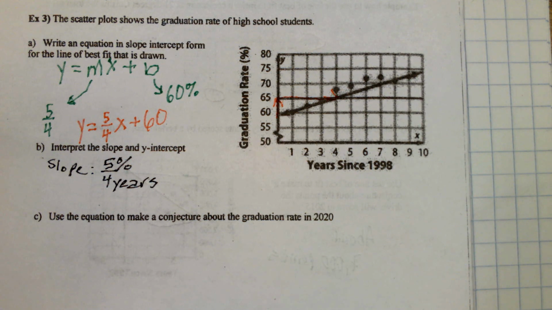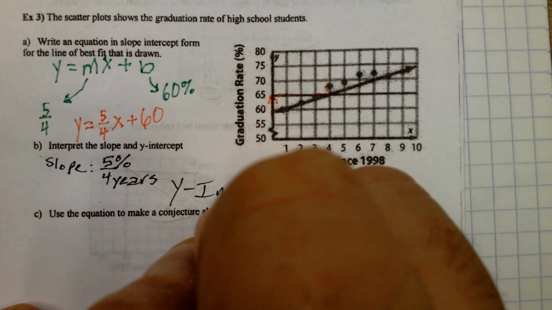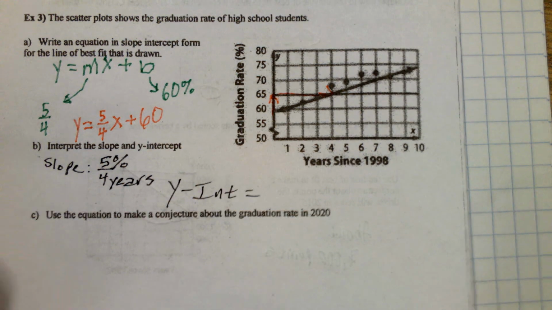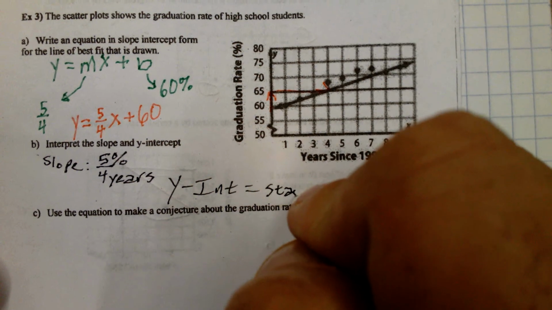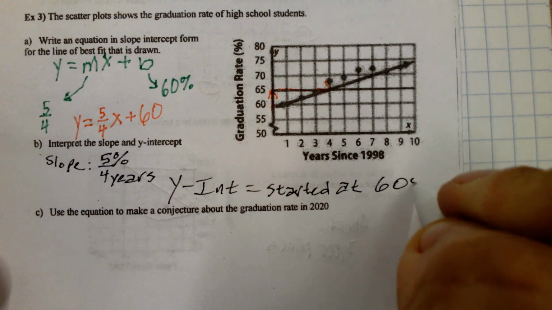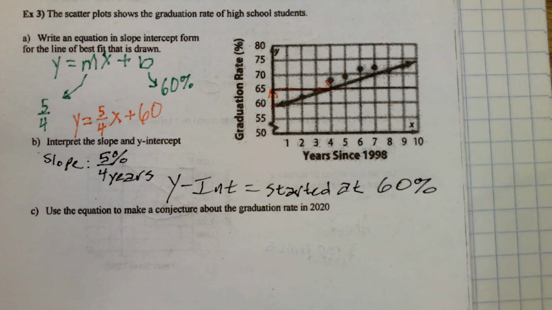Okay, y-intercept. Let's talk about the y-intercept. It's this number here, 60. Basically where we started. Started at 60%. So we can say we started at 60%, we're going up 5% every 4 years. Okay, more or less. Cool.